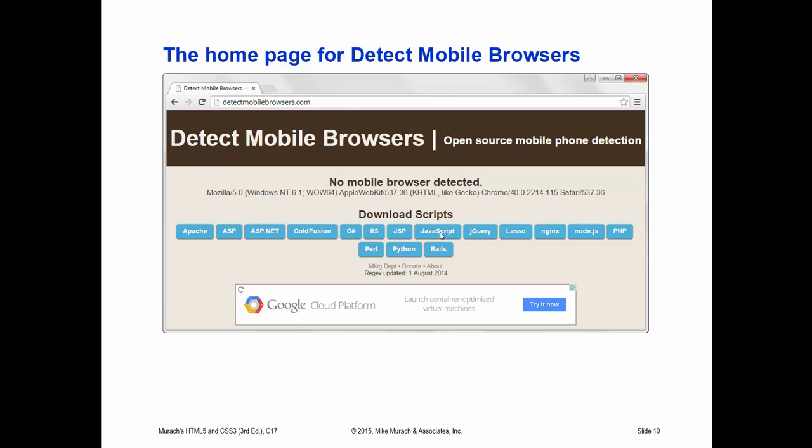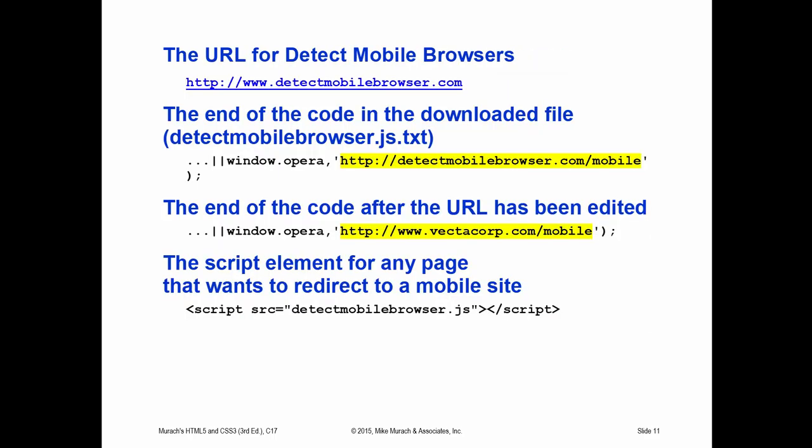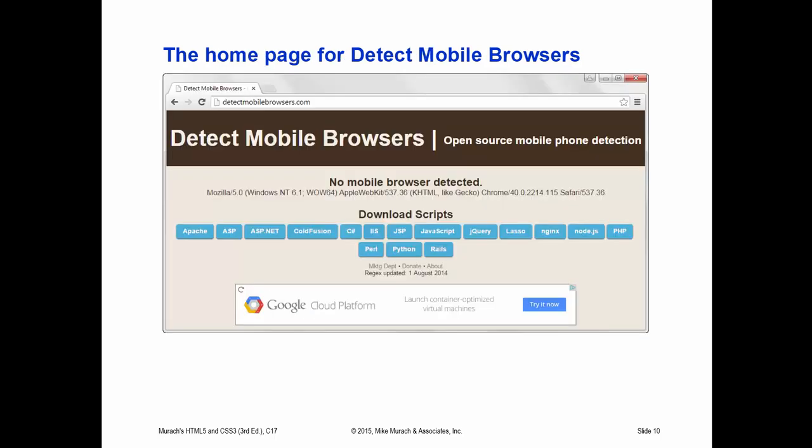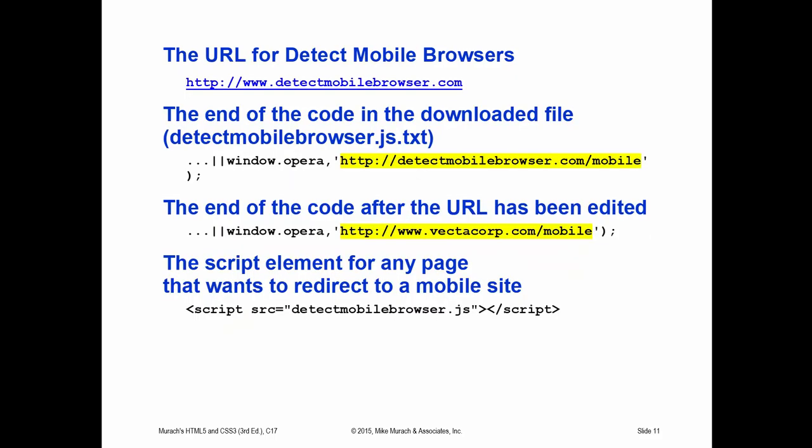which will include a URL, all right, that will look kind of like this one here. Then change the URL to the path of the mobile site you want the user redirected to. Save your work, rename the file so that the .txt extension is removed, and deploy it on your web server. Then, in any page that you wanted to redirect, code a script element that refers to that file that you've just deployed.